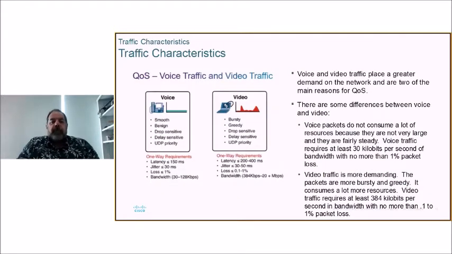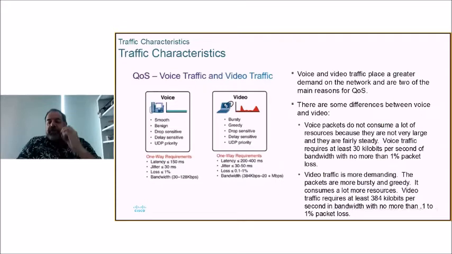All right, so traffic characteristics. Voice and video traffic place a greater demand on the network and are two main reasons for having quality of service. There are some differences between voice and video. Voice packets do not consume a lot of resources because they are not very large and they are fairly steady. Voice traffic requires at least 30 kilobits per second of bandwidth with no more than 1% packet loss.